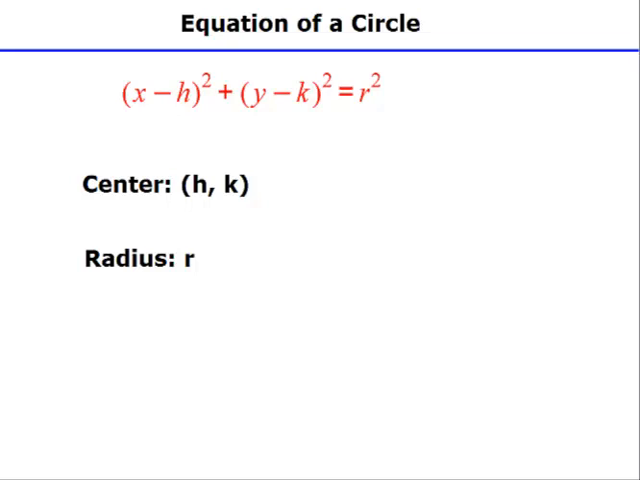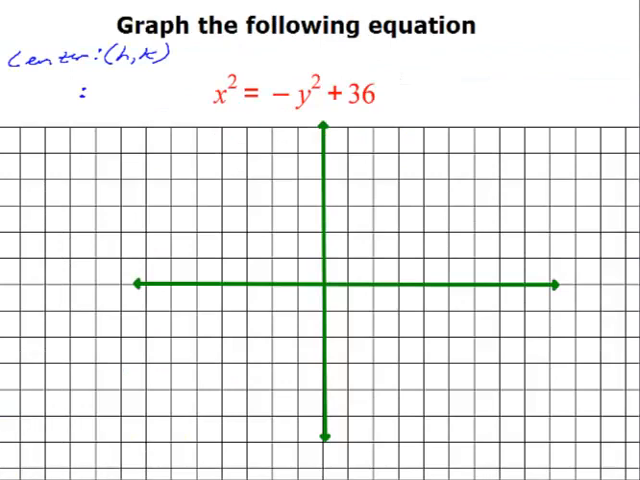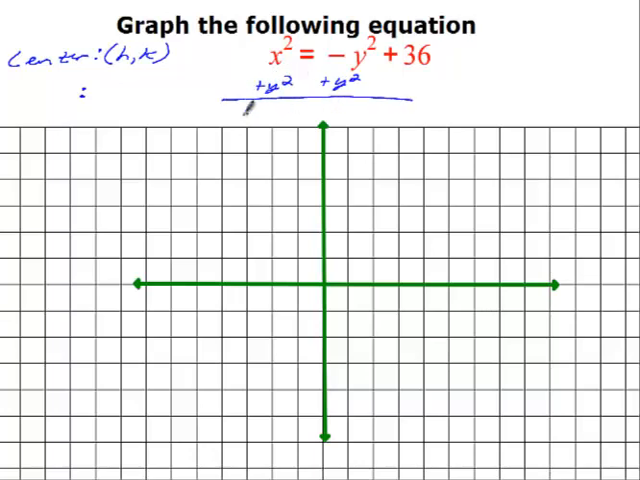Where's the x squared? On the left or on the right? On the left, and where's the y squared? On the left. So if I come over here, do I have that set up? No. So what do I have to do to get it? Okay, add y squared to both sides. Now I have my standard form of a circle.